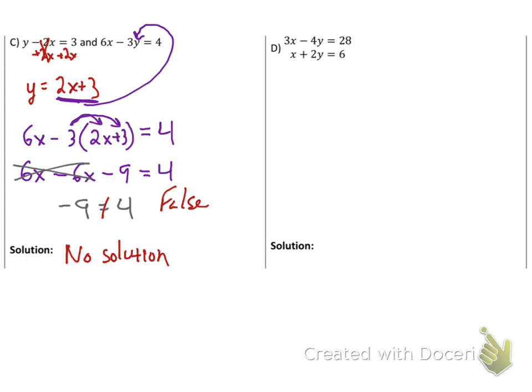So remember, if I were to graph these, they would look like a set of parallel lines, because they would never intersect. All right, we've got one more to do. We've got D.